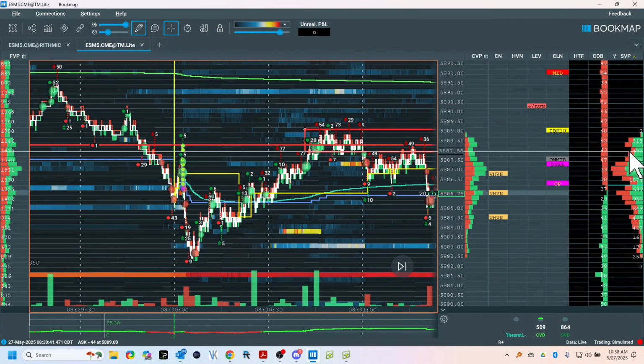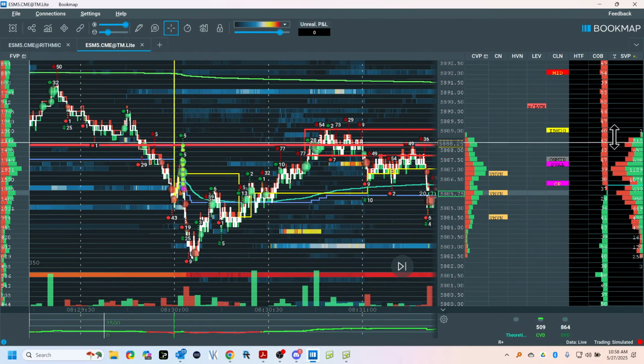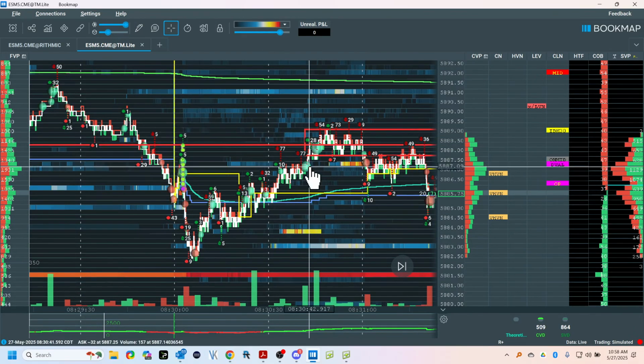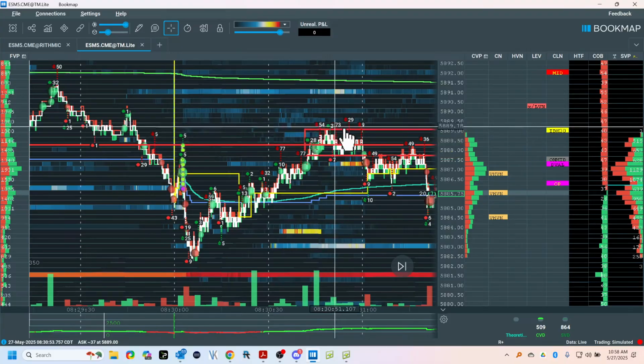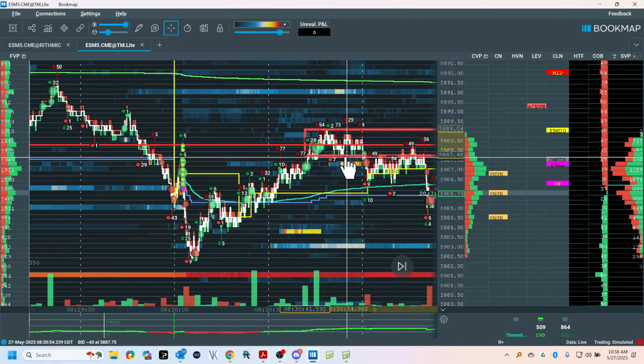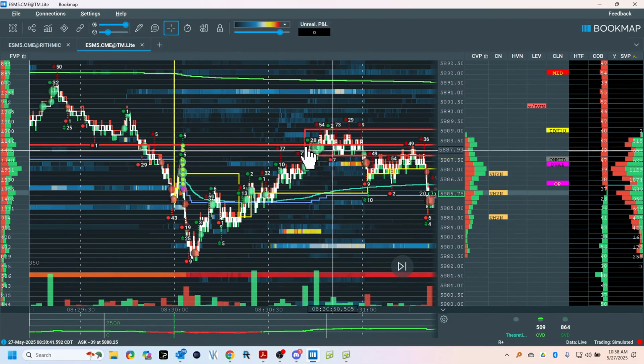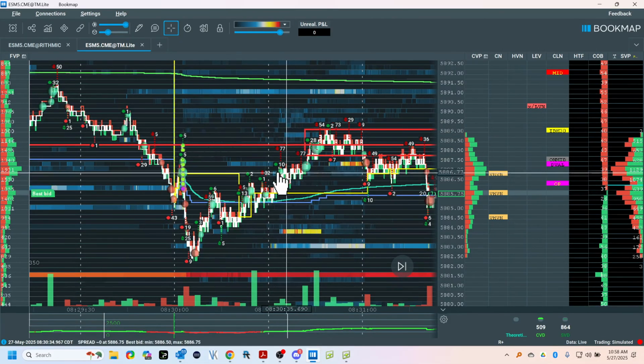What I'm doing is I'm bracketing this high volume right here. In other words, this is an auction, this little too low, too high. And what is happening here? Sellers are here, buyers are here. Now, what we don't know, and this is delta. Now, notice what we see here.